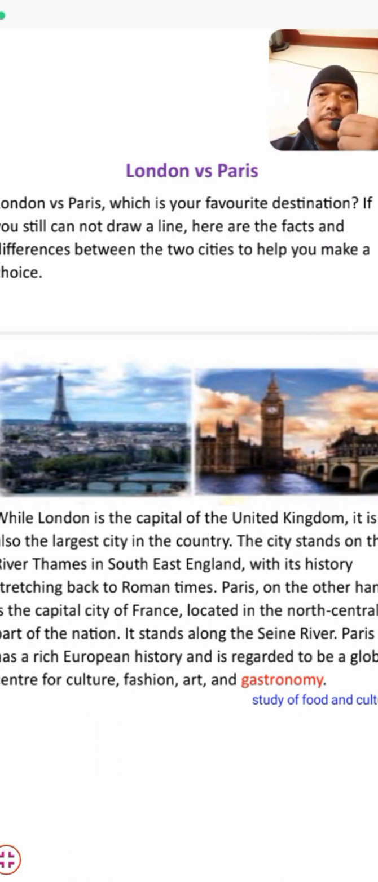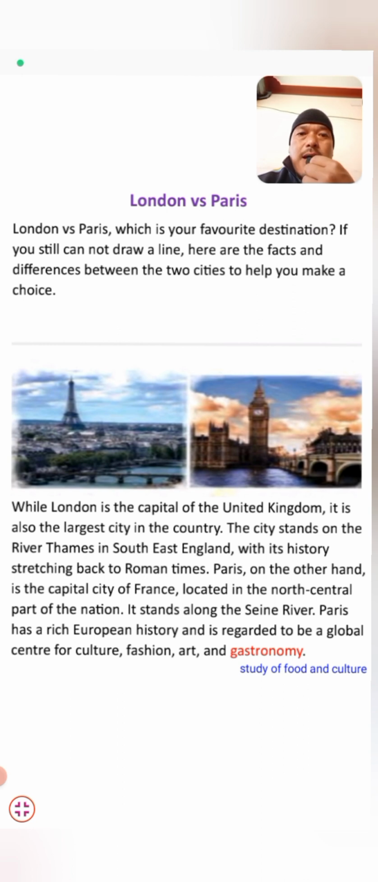Here we start the paragraph. London versus Paris, which is your favorite destination? If you still cannot draw a line, here are the facts and differences between the two cities to help you make a choice. London versus Paris, that we are going to compare in today's class. Here is the question again. Students, if you have to choose which one is the best city, then you have the choices here to find the difference between them, and what those choices are we are going to discuss in today's class.